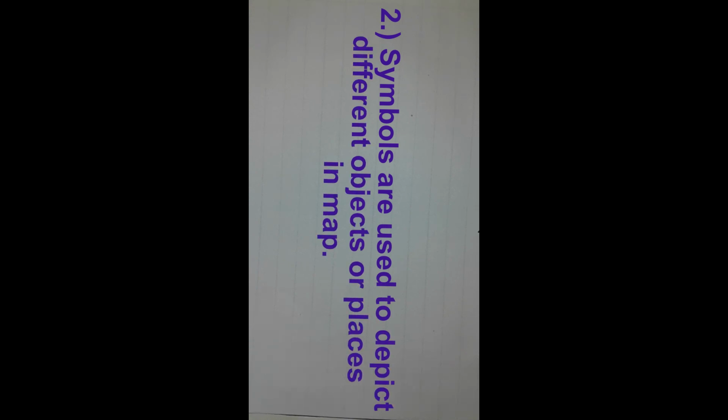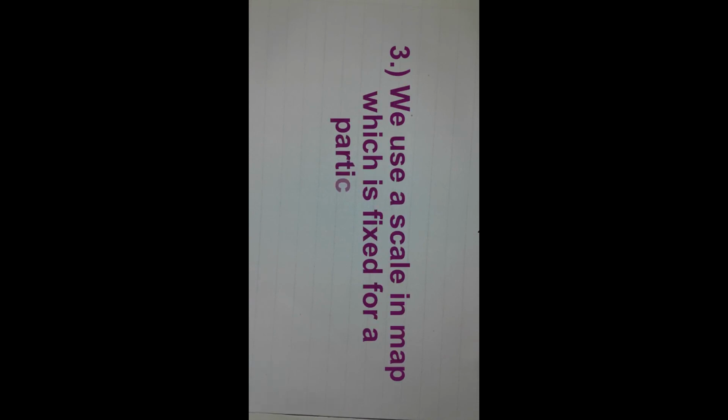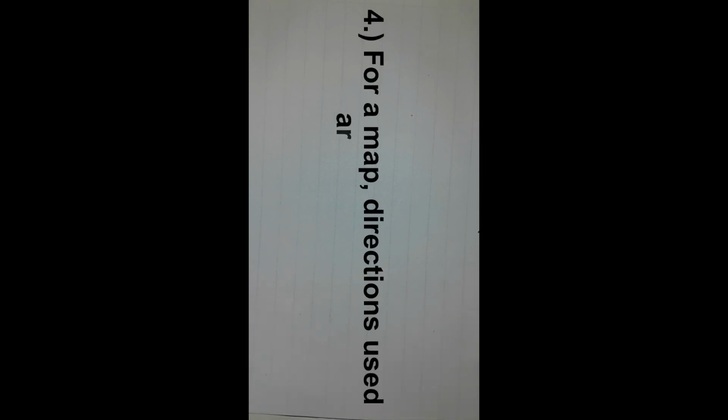Now second point we will discuss here. Symbols are used to depict the different objects or places in a map. Third, we use a scale in a map which is fixed for a particular map. Fourth point, for a map, the directions used are as follows. We have to show the direction. The direction is always like this.